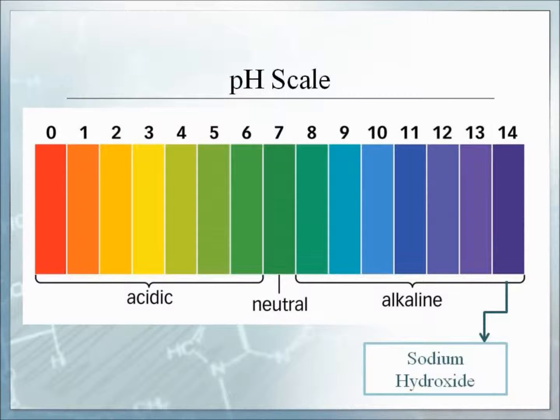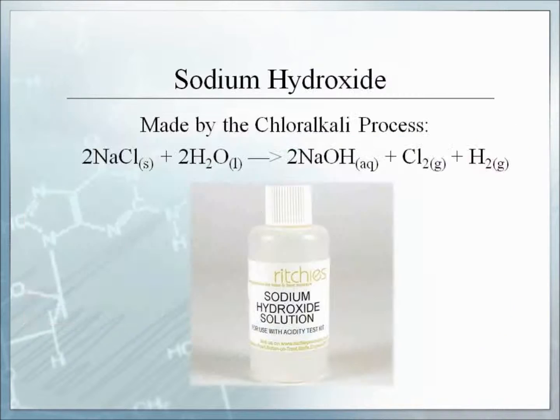The base, sodium hydroxide, is a very strong base with a pH of 14. It's also known as caustic soda or lye. It is made by the electrolysis of a solution of sodium chloride and water to form sodium hydroxide, chlorine gas, and hydrogen gas, and this is called the chloralkali process.